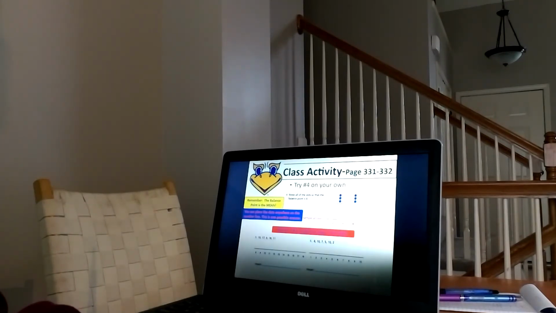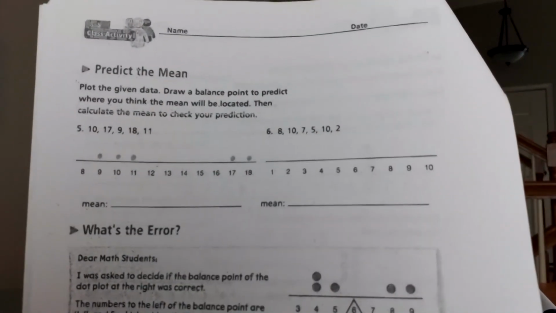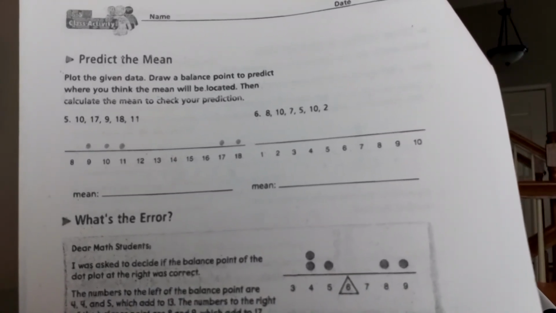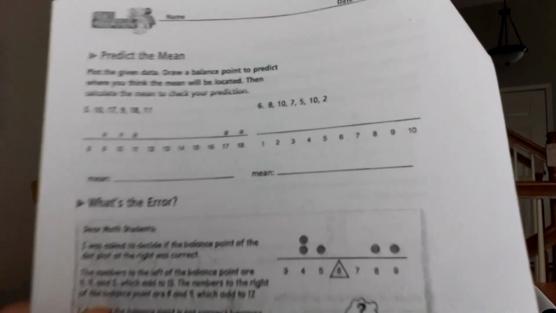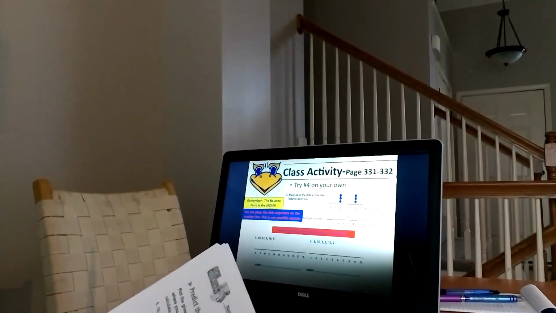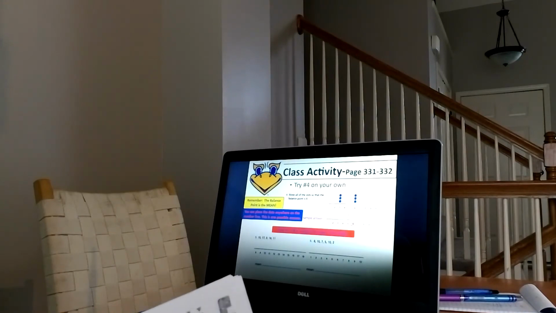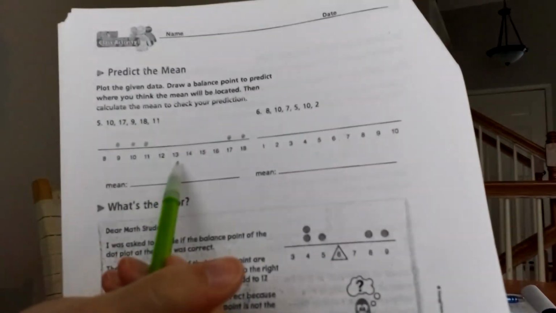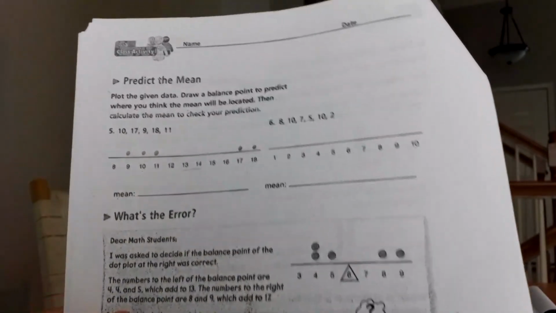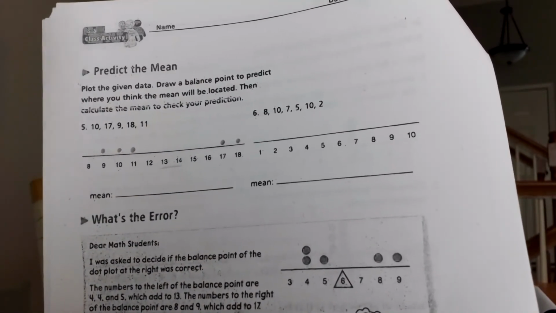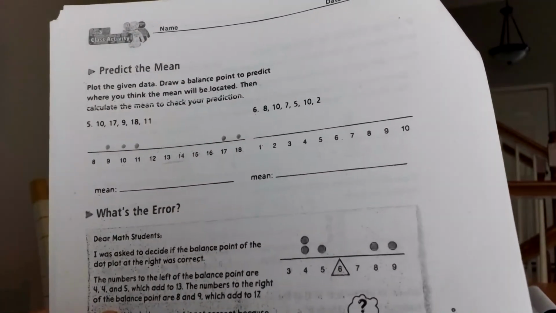Okay, so on number 5, we've got a 10. I'm going to draw a dot above the 10. We've got a 17. We've got a 9. We've got an 18. And we've got an 11. Okay, so we should have something like this. Now my job is to find the mean because right now I don't know what the balance point should be. My prediction is that it's going to be either 13 or 14 because to me those look central but yet closer to the 3 dots versus the 2 dots.